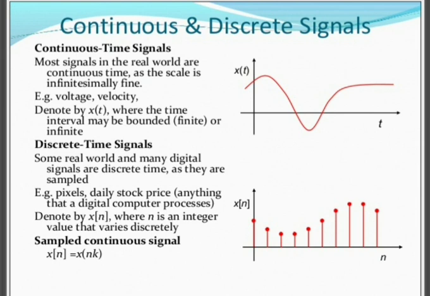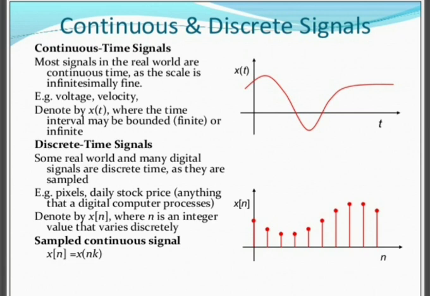Next is continuous and discrete signal. Most of the signals in the real world are continuous time, as the scale is infinitesimally fine. For example, voltage, velocity. It is denoted by x of t. The time interval may be bounded or finite or infinite.